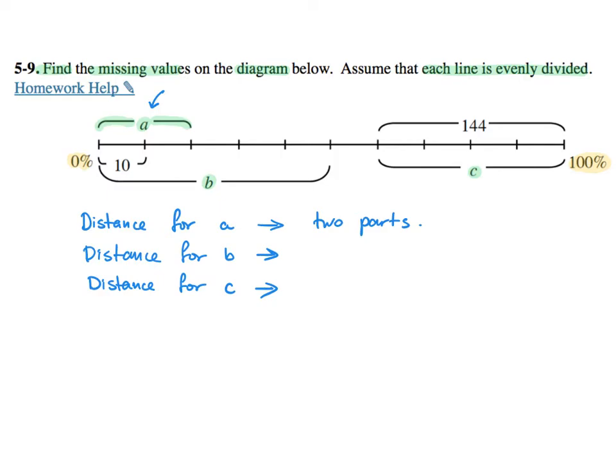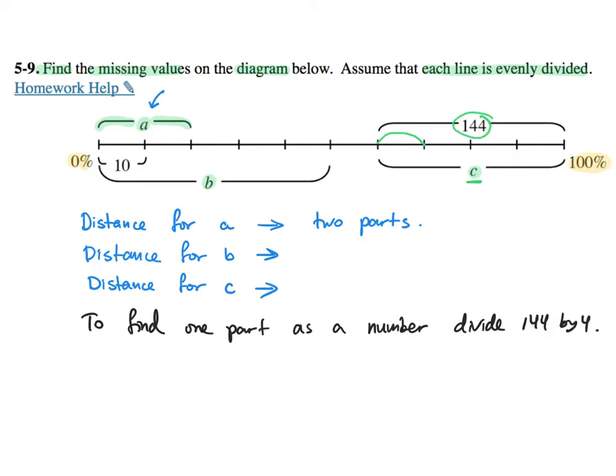So now I want to use the information given, which is that 144 is divided again in 4 equal parts, which represents the letter C. So if I want to know the number for one part, I would use 144 divided by 4. So go ahead and pause the video. Again, we're looking for that one part as a number and divide 144 by 4.